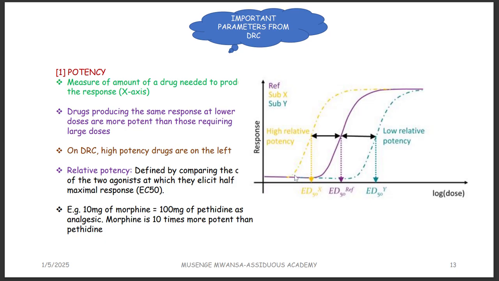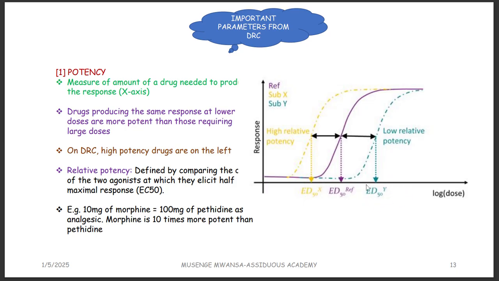Can you see the one? So the normal graph is this one in purple, and then on the left, this one in dotted yellow. This drug is more potent than the one that is in blue. Why? Because it will produce the same effect as the drug that is in, actually it's even been labeled. This is drug X in yellow, drug Y in blue. So drug X is more potent than drug Y.